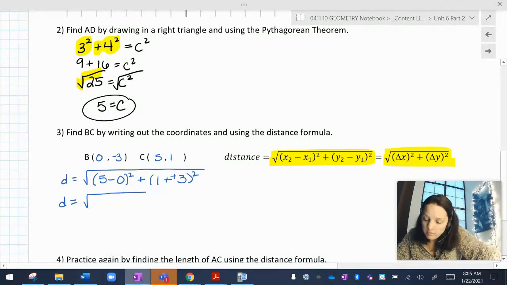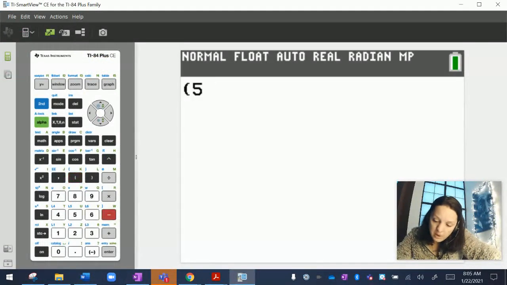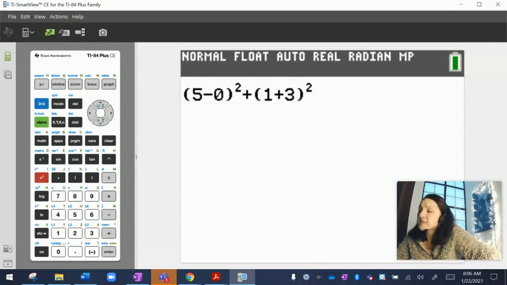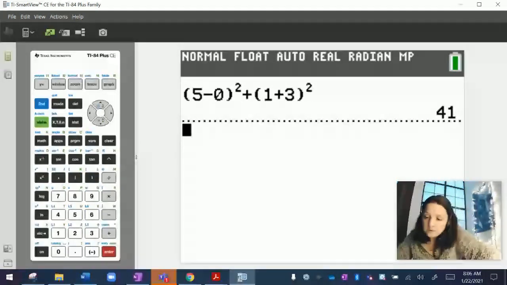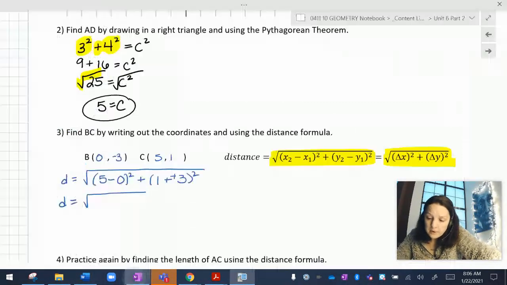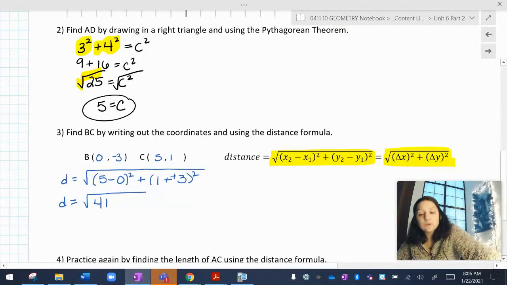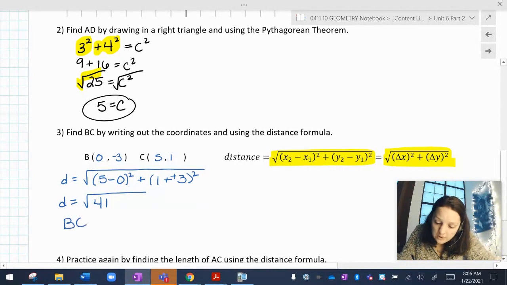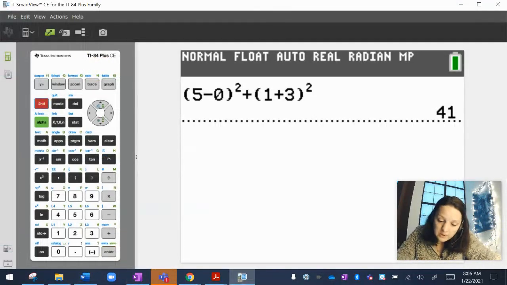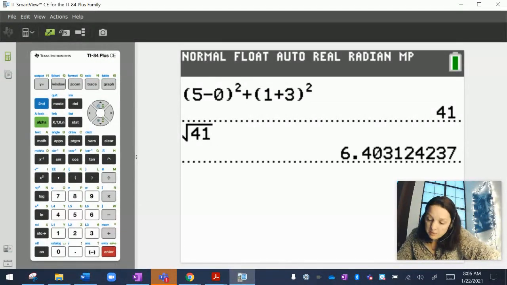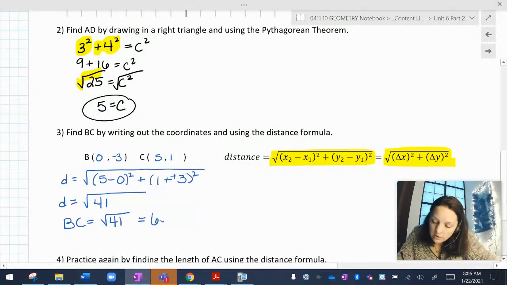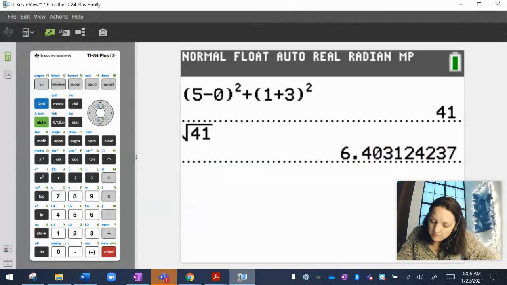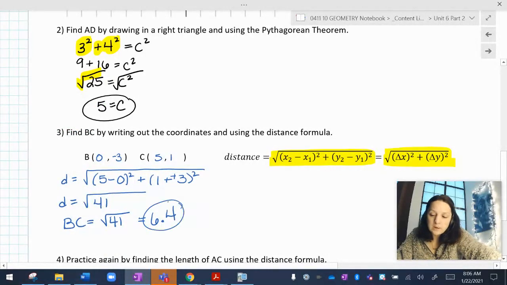5 minus 0, 1 plus 3. So I have 5 minus 0 squared and 1 plus 3 squared. Notice I did not put the square root in there. I did that on purpose. And I got 41. So then I'm going to go back here and say D is the square root of 41. So BC is whatever the square root of 41 is. And if I want to know what the square root of 41 is, I can figure that out. It's about 6.4 units long. Is that what that says? Yeah. Okay. Ta-da.